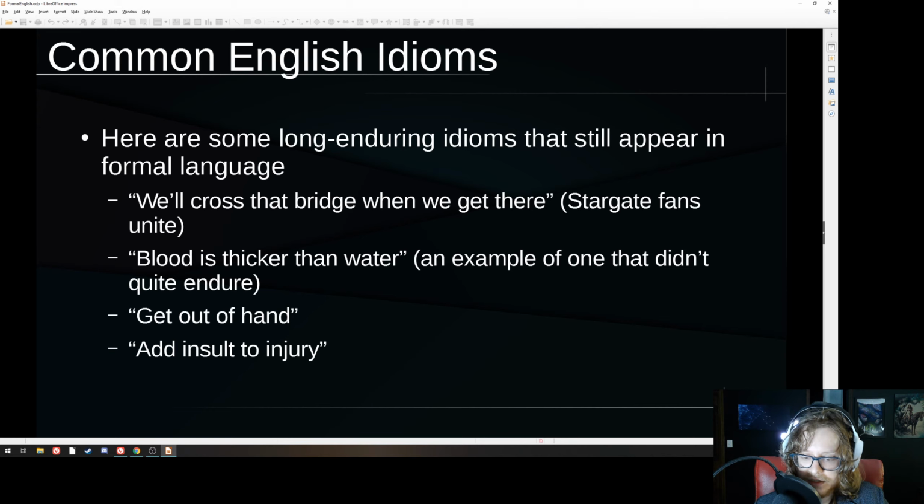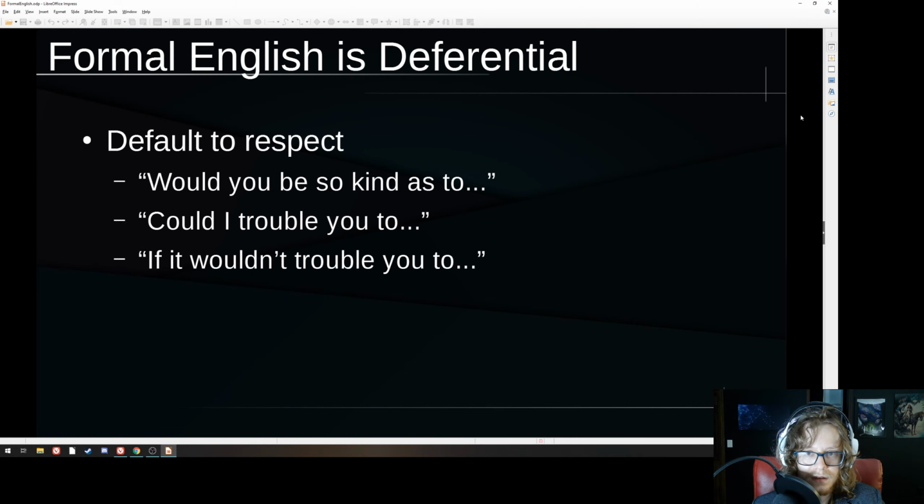And then, of course, we know a bunch of other common ones, like get out of hand. It's obvious. Add insult to injury, another obvious one. Probably seen these thousands of times. You can certainly use expressions like that in your formal English. Formal English is deferential. You always default to respect. You never insult people. Would you be so kind as to?